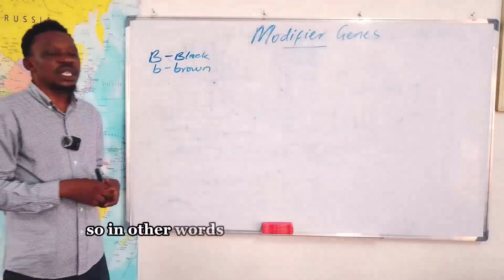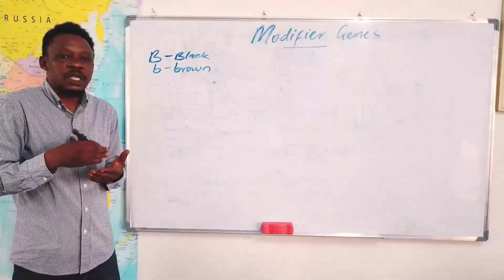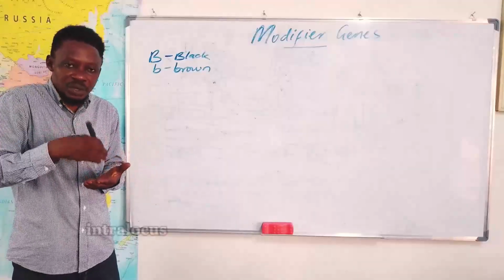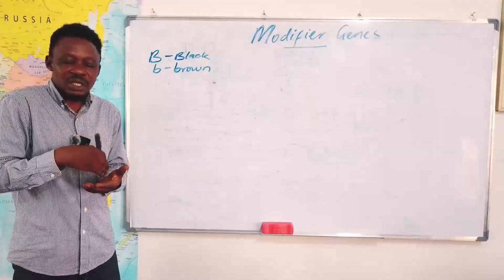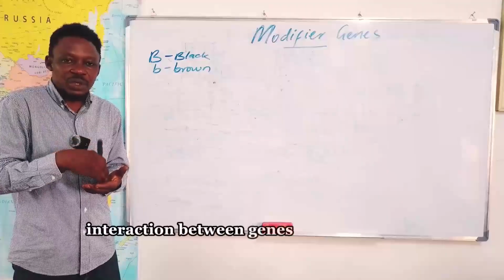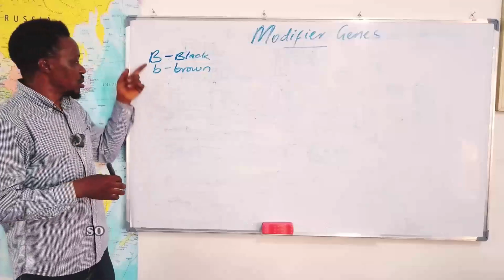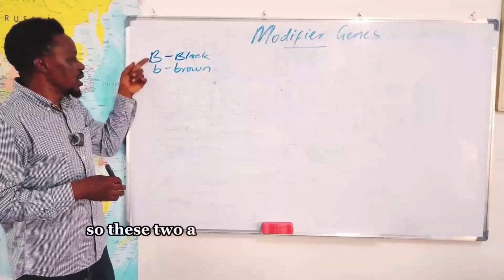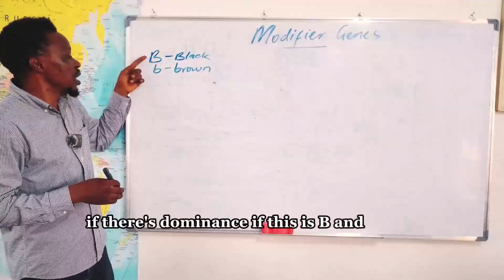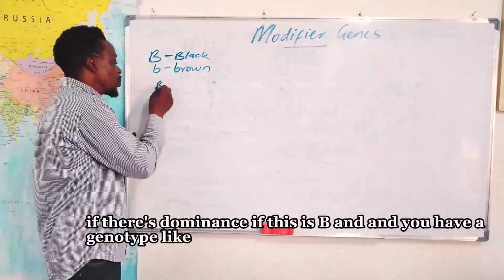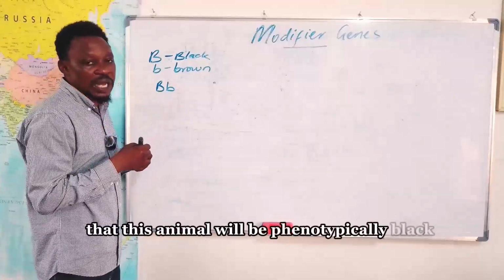So in other words, if there is dominance, dominance is intra-locus interaction, that is, interaction between alternate forms of genes on the same locus. So these two alleles here, they are on the same locus. If there's dominance, if this is B and you have a genotype like B, small letter b, you know that this animal will be phenotypically black.